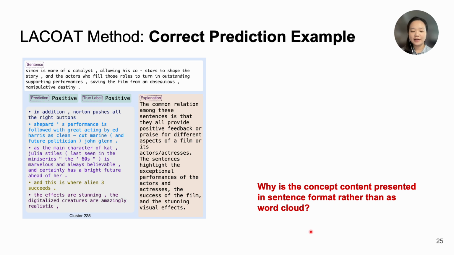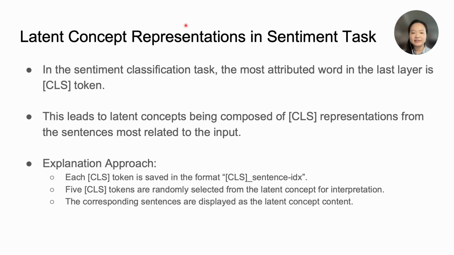So why is the concept content presented in sentence format rather than as a word cloud here? Here is the reason. Because it is a sentiment classification task, the most important token at the final layer is the CLS token. This leads to latent concepts being formed from CLS tokens of sentences that are most relevant to the input. If we were to represent these latent concepts as a word cloud, it wouldn't be meaningful, as we'd only see the CLS tokens in it.